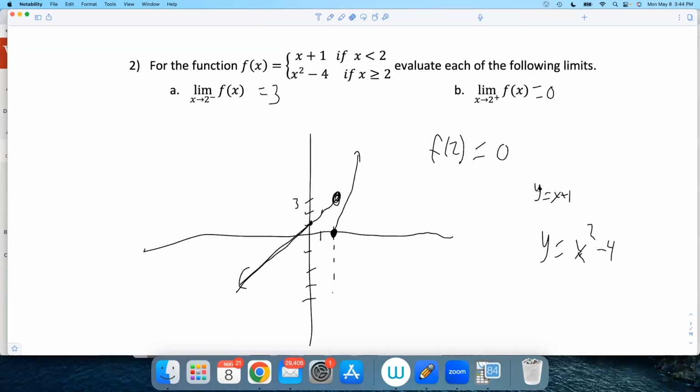What if I asked, what's the limit as x approaches 2 of f of x? A limit exists if and only if both one-sided limits exist, they do, and they agree. They don't. This limit does not exist.